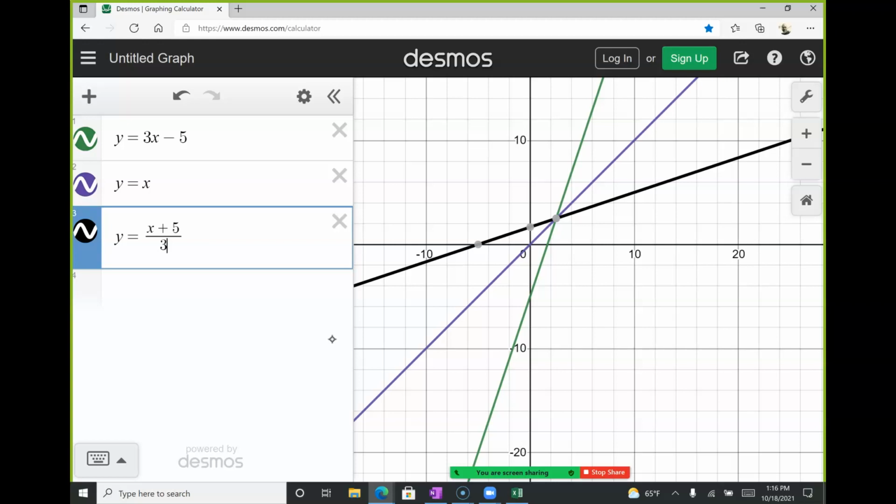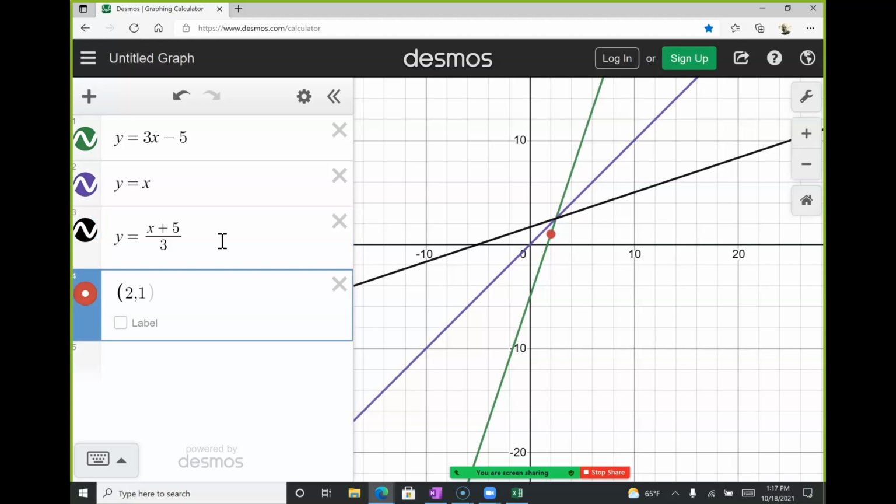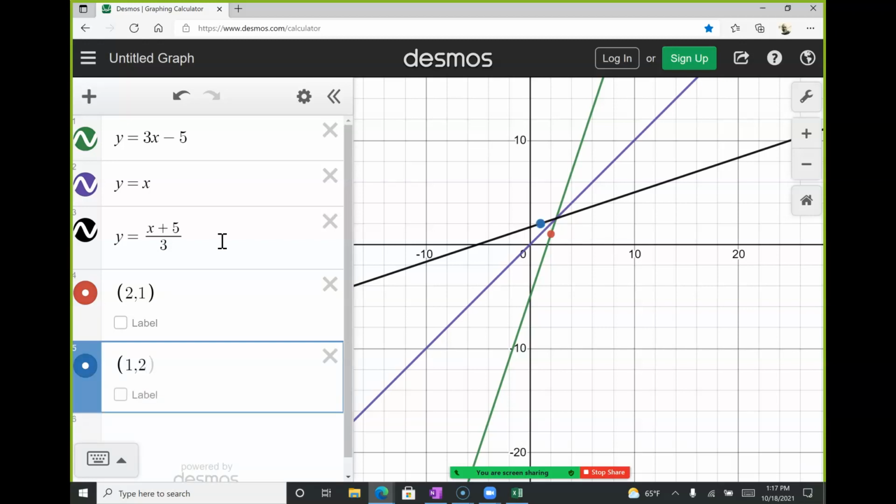What number did we put in for that one? Do you remember? Can you look back on your notes for me? What number did we put in there? I think it was 2. Yeah, so we got 2, 1, right? Six minus 5 is 1, right? So 2 comma 1 on the original function, and then 1 comma 2 should show up on the inverse. There it is.